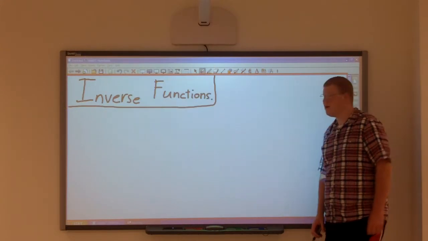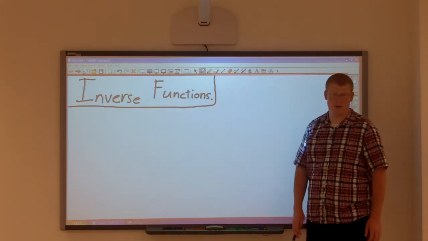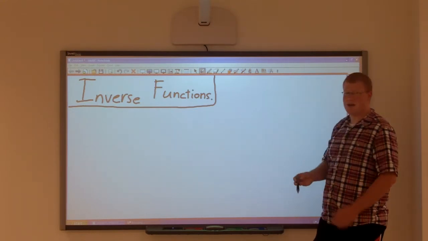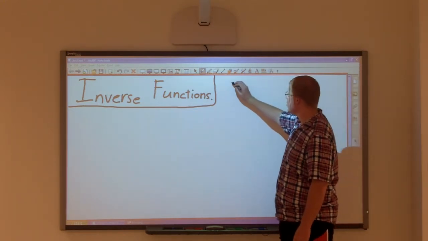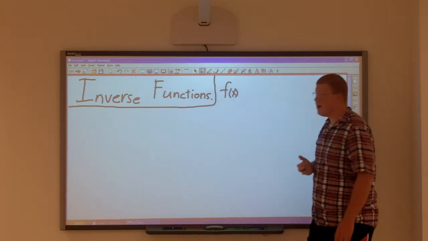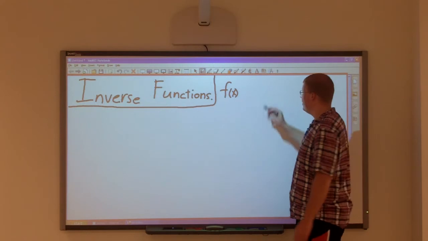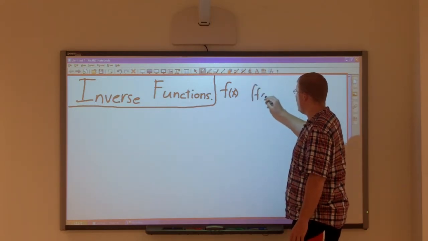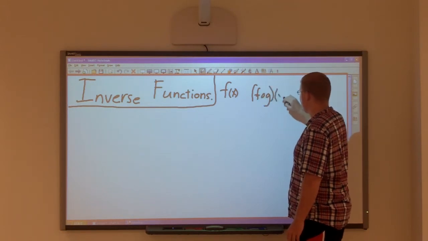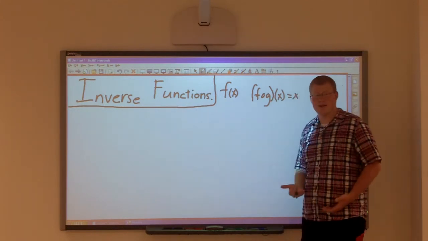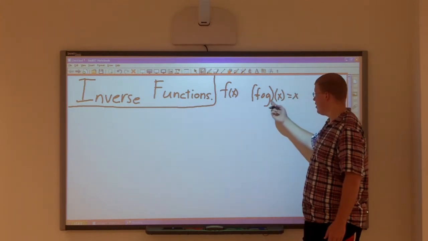Hi everyone, in this talk we're going to be talking about a very special type of function. It's called an inverse function. So let's imagine that we have a certain function called f of x. Is there a function g such that f of g of x would be equal to x? It turns out there is, and this function is called the inverse function.